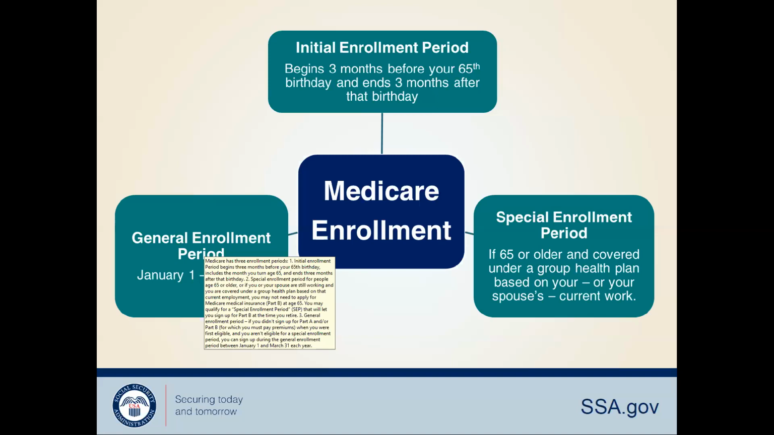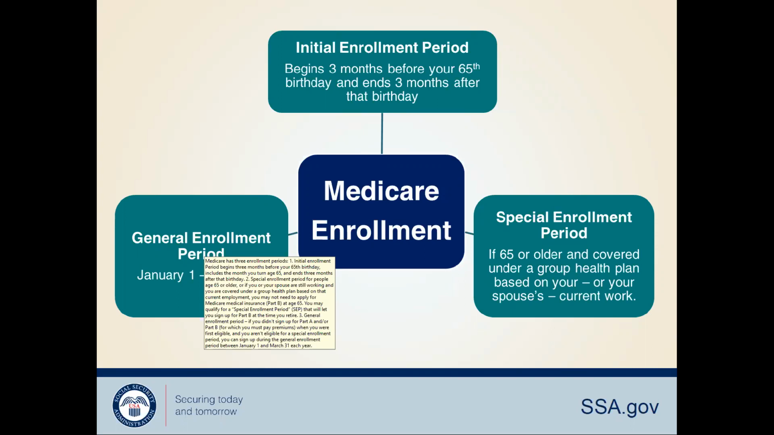Then we have the special enrollment period, which is SEP. If you are age 65 or older, you or your spouse are still working, and you are covered under a group health plan based on that current employment, you may not need to apply for Medicare Part B at age 65. You may qualify for a special enrollment period, the SEP, that will let you sign up for Part B at the time you do retire without a penalty for delayed enrollment.